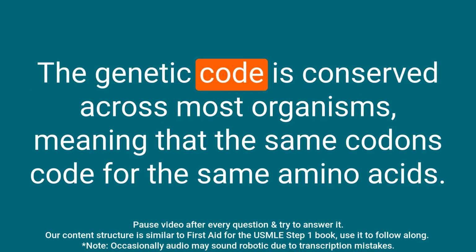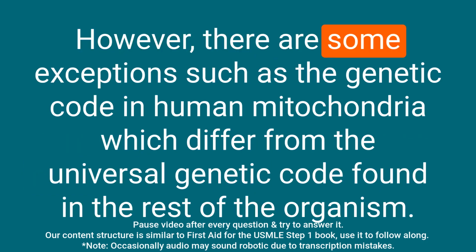Question: is the genetic code in all organisms the same? Answer: the genetic code is conserved across most organisms, meaning that the same codons code for the same amino acids. However, there are some exceptions such as the genetic code in human mitochondria which differs from the universal genetic code found in the rest of the organism.